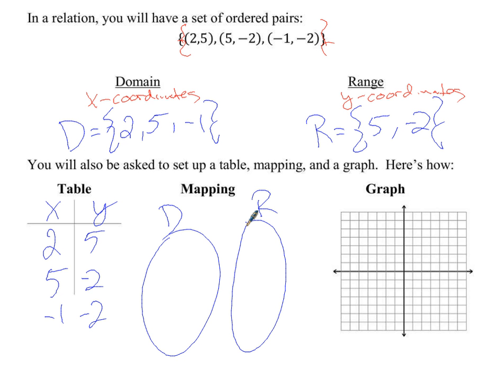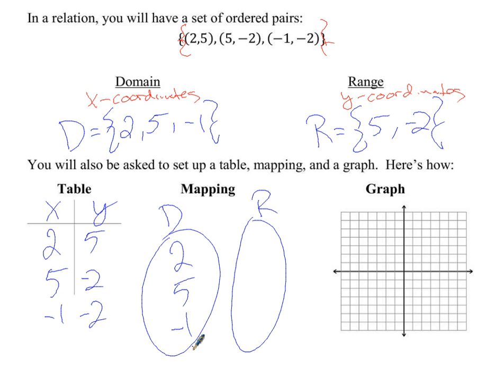We write down all of the domain values in the domain. It doesn't really matter what order you put them in. I'm just going to go as I see them as I read from left to right. So that'll be a 2, a 5, and a negative 1. You can put them in numerical order if you want to. I'm just writing them like that. Doesn't matter.